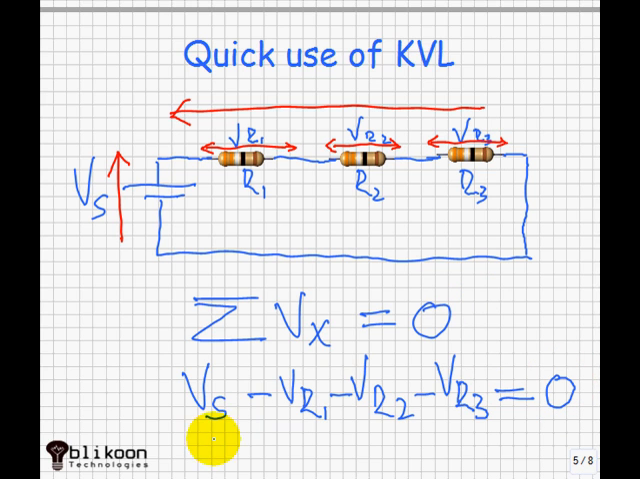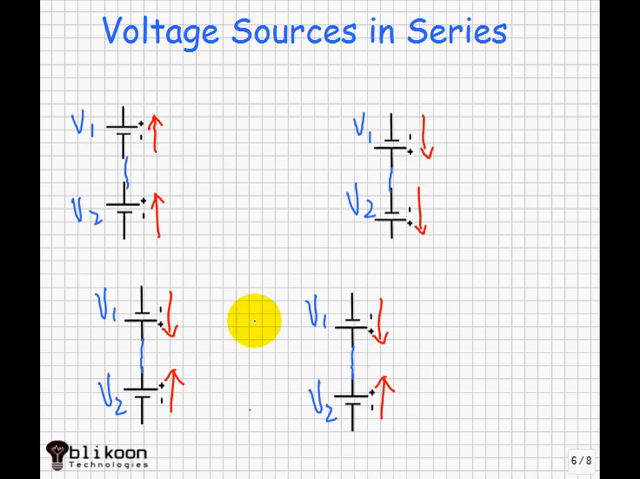And this is what you should write if they ask you to write the KVL equation of this circuit loop. So far, we've been connecting resistors in series. Now comes the time to do the same for power supplies.